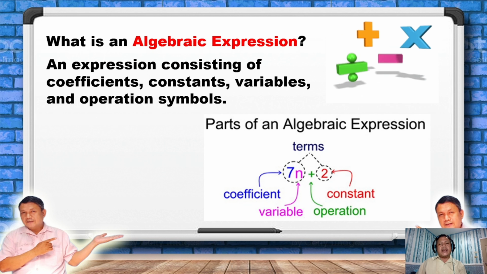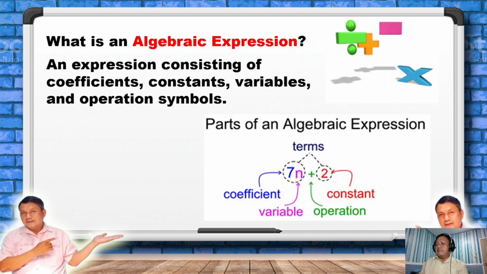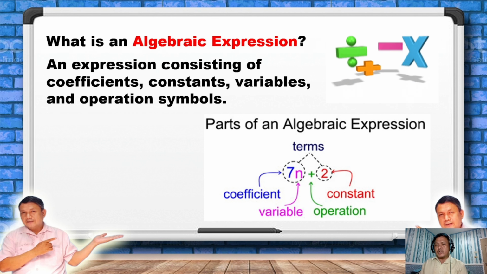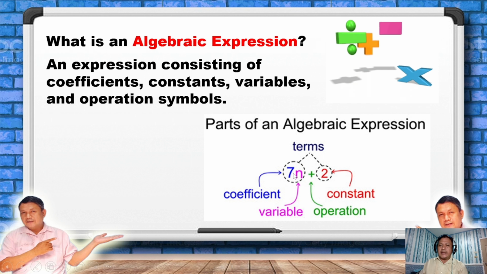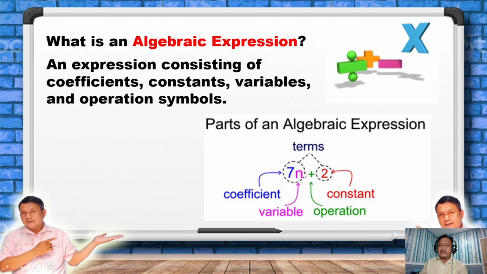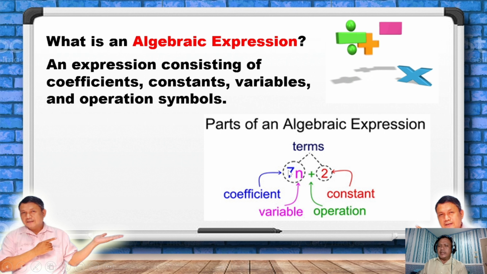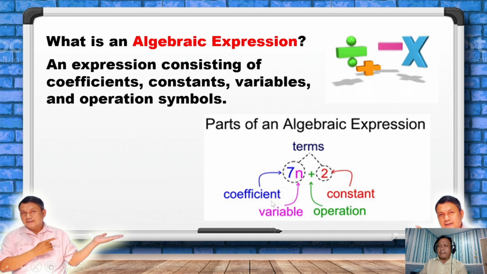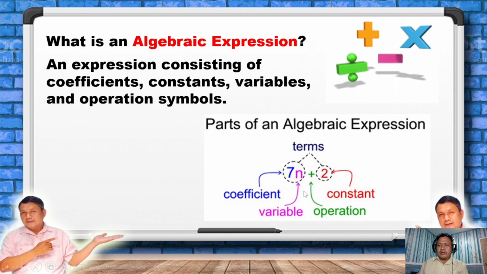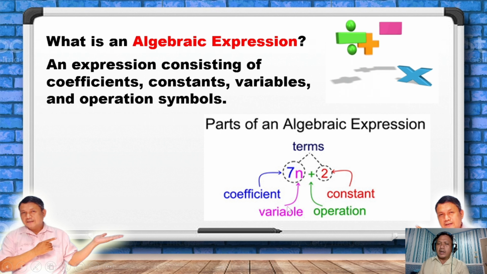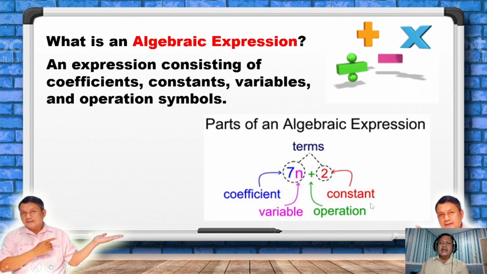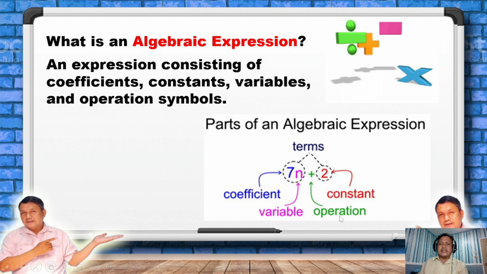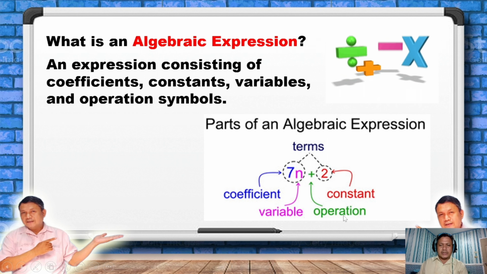So we have 7n plus 2. At this time, let us recall the parts of an algebraic expression. Okay, so when we are talking about 7n at saka yung 2, sila yung tinatawag na terms. Then yung blue which is 7, siya yung tinatawag na coefficient. Yung letter n, siya yung tinatawag na variable. Then yung 2 na red, siya yung ating constant number. And yung plus sign, siya yung ating tinatawag na operation symbol.